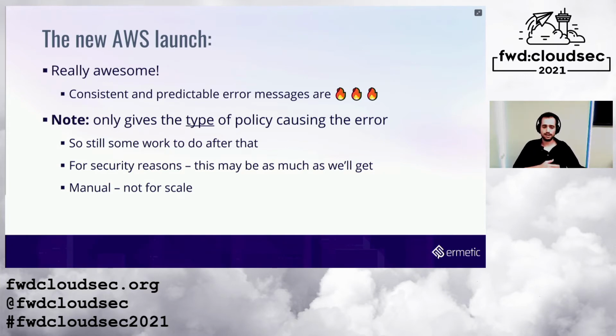And it only fits a manual solution, right? Because you have to manually look for the policy negating access. And for security reasons, unless they go with the route of giving encoded messages that are more detailed, this may well be as much as we'll get, because giving more information to an unauthorized attacker could be a security risk. So I think they struck a really good balance, personally, with giving enough detail to make the job easier, but not too much detail. But yeah, it's not really for scale.